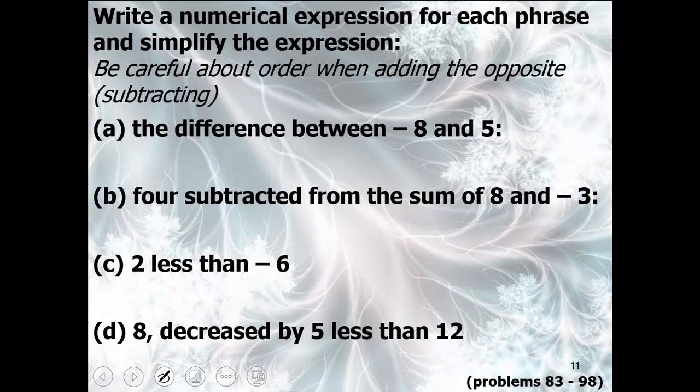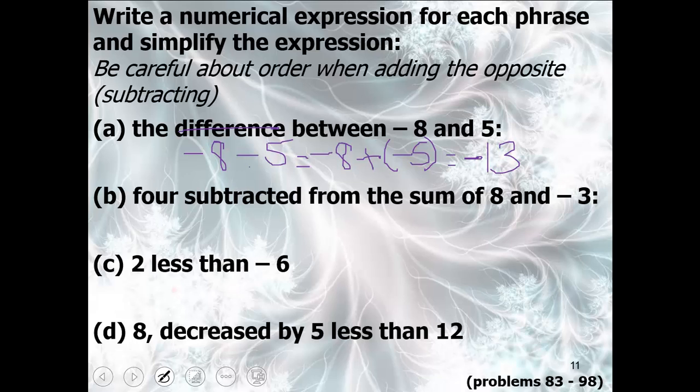All right. Write a numerical expression for each phrase and simplify the expression. Just be careful when we're adding the opposite when we simplify. The difference between negative 8 and 5. We're going to do that right in the order that we read it. Negative 8 minus 5. Remember, we're going to take this and we're going to add the opposite. Equals negative 8 plus a negative 5. I have two negative numbers that I'm adding, so I have 8 reds that I put down. I put 5 more reds down, so I have 13 reds. So I have negative 13.